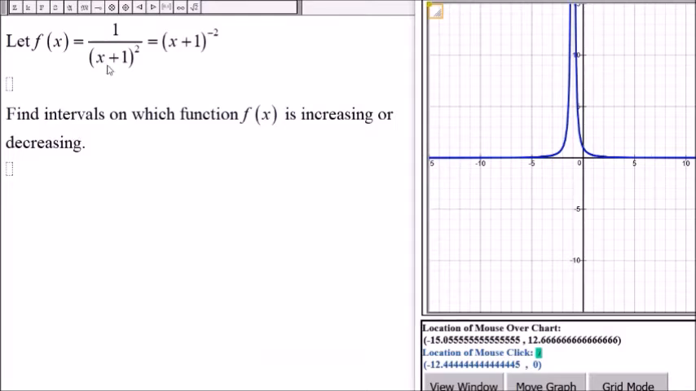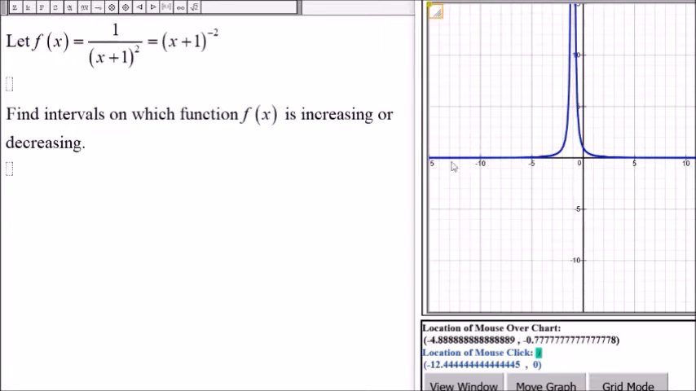We have the function 1 divided by (x plus 1) squared, which can be rewritten as (x plus 1) to the negative 2. And this is what the graph looks like. We want to find the intervals on which the function f of x is increasing and decreasing. Looking at the graph, right here this is negative 1. From the left side up to negative 1, the graph is going up. And then from negative 1 to the right side, the graph is going down.